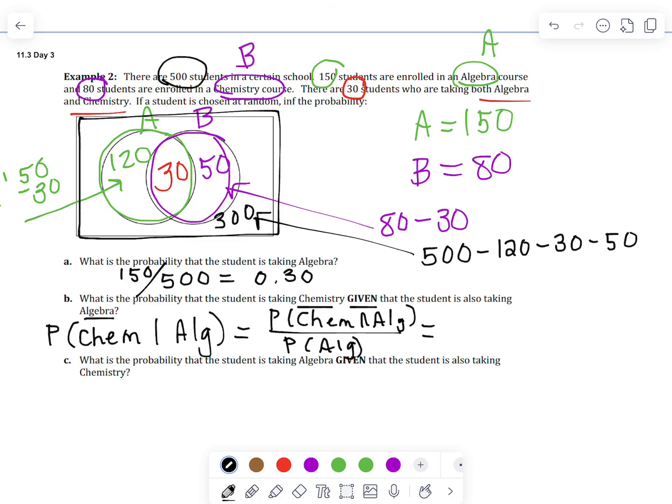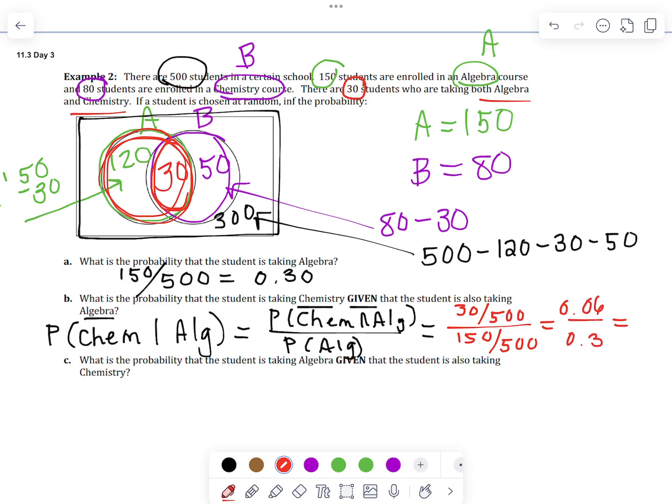So chemistry and algebra is that overlap, 30 out of 500. And then in the denominator, just algebra. That's this entire circle, 150 out of 500. And then we would reduce. We get 0.06 divided by 0.3, which reduces to 0.2. So you have a 20% chance.